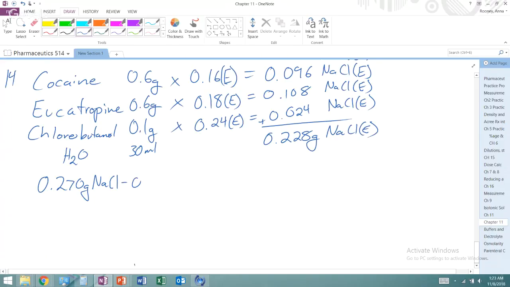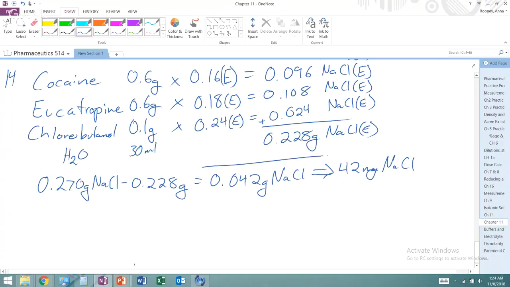So then we take that away to find out how much more we have to add. And we find that that is 0.042 grams sodium chloride that needs to be added, which is the same as 42 milligrams sodium chloride. Oh, I don't have any room.